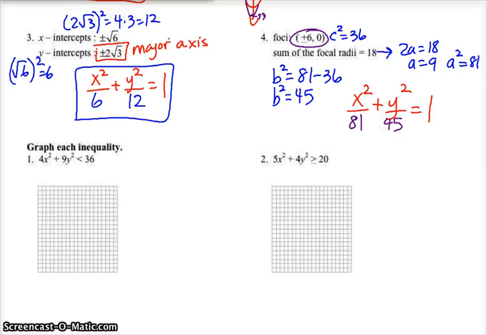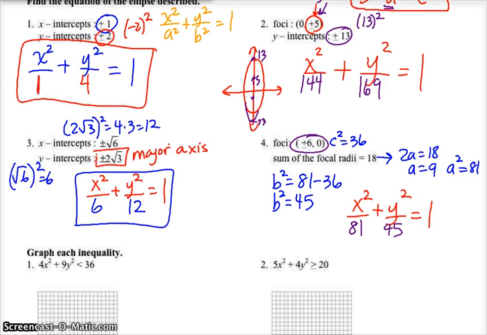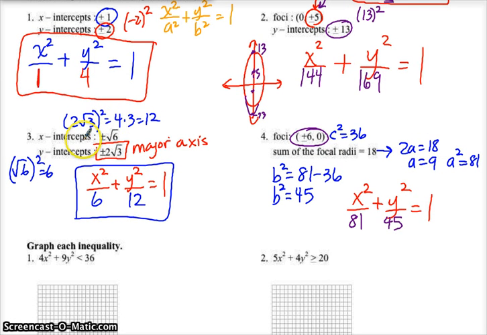Okay, so hopefully with number 3, you just see there are simple x-intercepts and y-intercepts, the same as number 1. So what do we do? We just square the x-intercepts. Root 6 squared is 6, that goes underneath x squared. You square the y-intercepts. 2 root 3 times 2 root 3 is 4 times 3, which is 12. That goes under the y squared. And this is my equation of an ellipse.